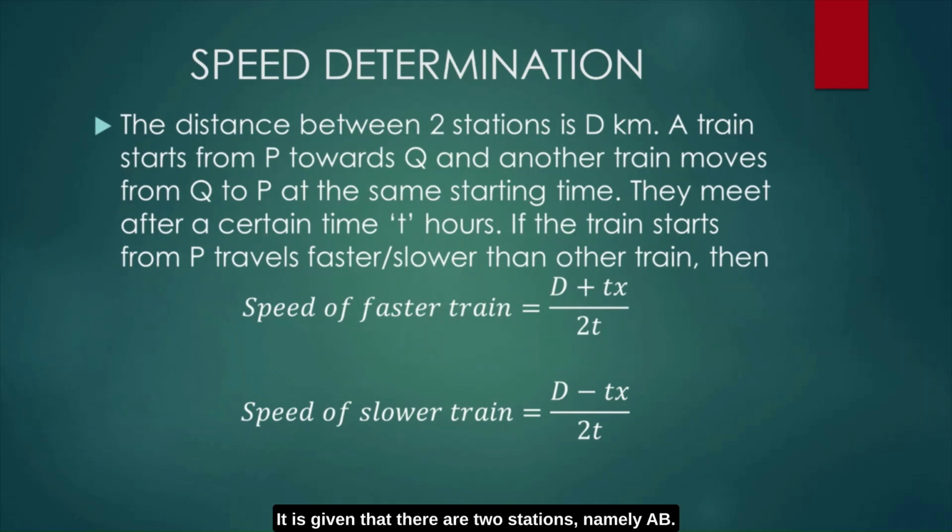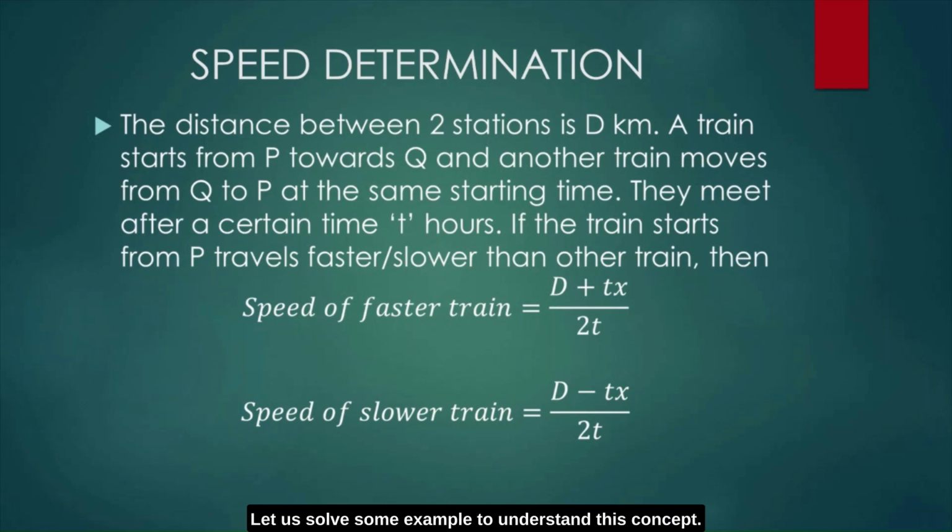It is given that there are two stations, namely A and B, and the distance between the two stations is D. A train moves from P towards Q and another train moves from Q towards P. Therefore, after a certain interval of time, both the trains meet each other. If the speed of one train is slower or faster when compared to the other, we are asked to compute the individual speeds of both the trains, which we can compute using the formula given here.